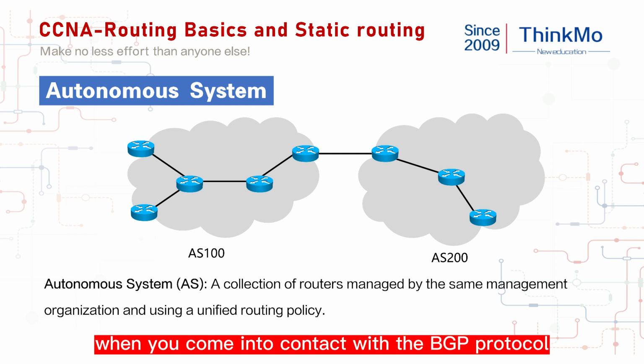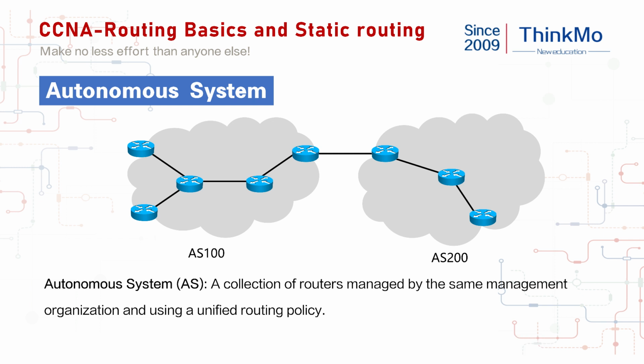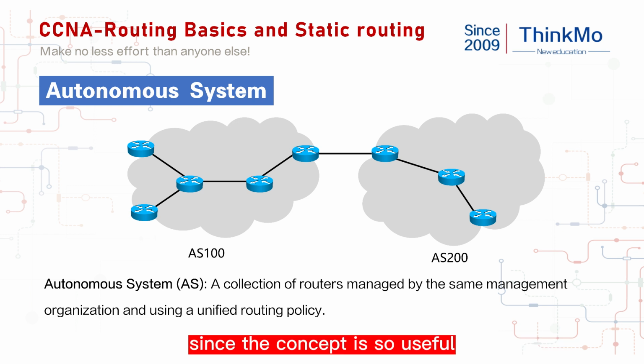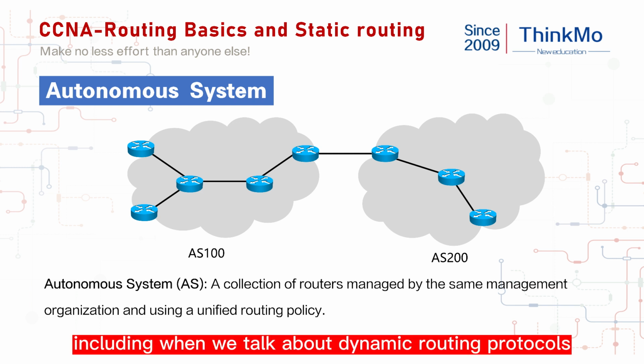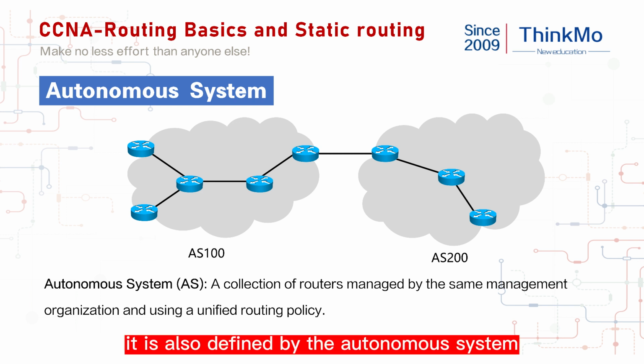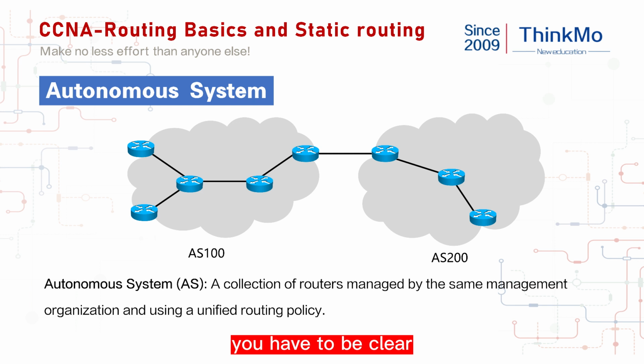When you come into contact with the BGP protocol, you will come across the concept of an autonomous system. The autonomous system was originally a concept in BGP. Since the concept is so useful, it was taken out separately. When we talk about dynamic routing protocols later, we'll also differentiate the scope of different dynamic routing protocols, which is also defined by the autonomous system. You have to be clear about this.